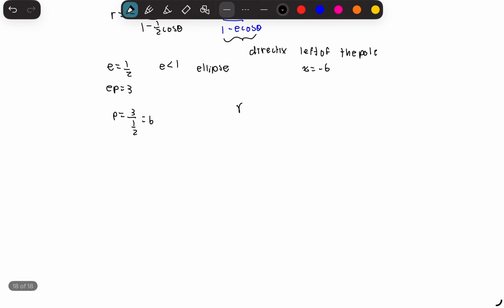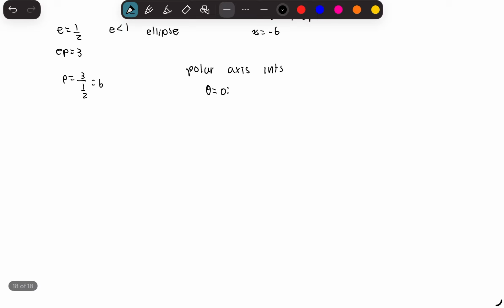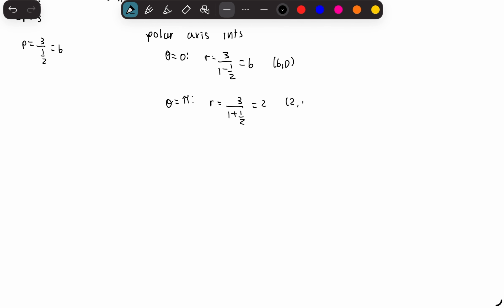Now, how do we find our polar axis intercepts? So that's going to be by setting theta equal to 0. You're going to have r is equal to 3 over 1 minus 1/2, and that's going to equal 6. So you're going to be at the point (6, 0). After that, you're going to have theta is equal to pi. So that's going to be when you have r is equal to 3 over 1 plus 1/2, and that's equal to 2. So that's going to be at (2, pi).